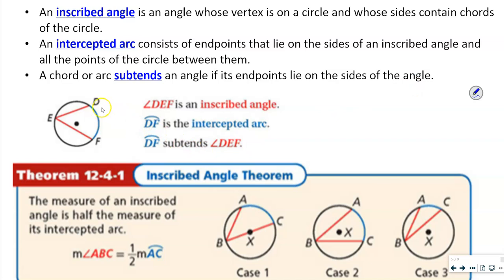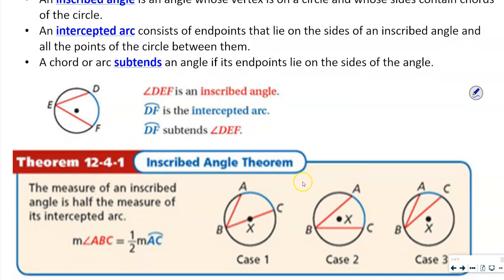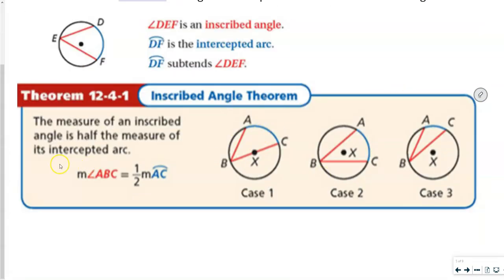Okay. So here we've got angle DEF, and we'll do it down in the drawing. This is the inscribed angle. DF is the intercepted arc, and arc DF subtends angle DEF. Y'all see that? Okay. The inscribed angle theorem says the measure of an inscribed angle is half the measure of its intercepted arc.